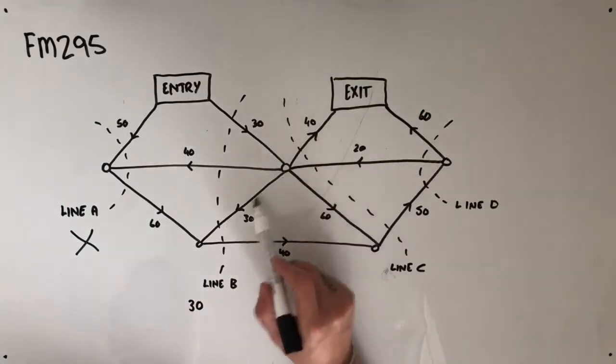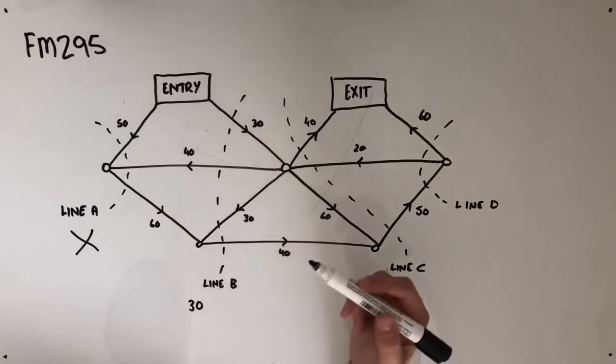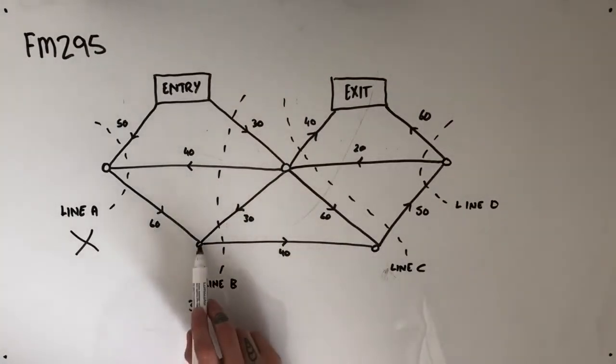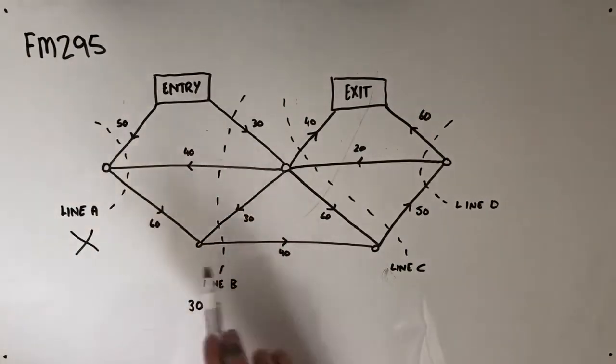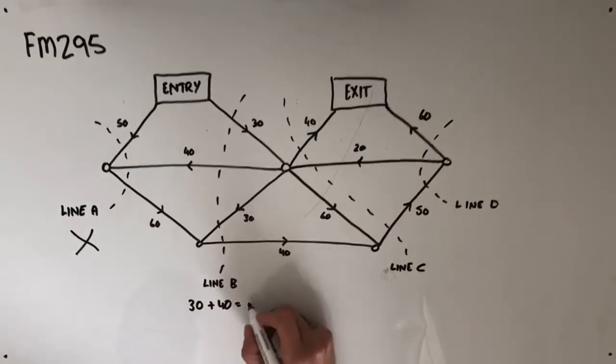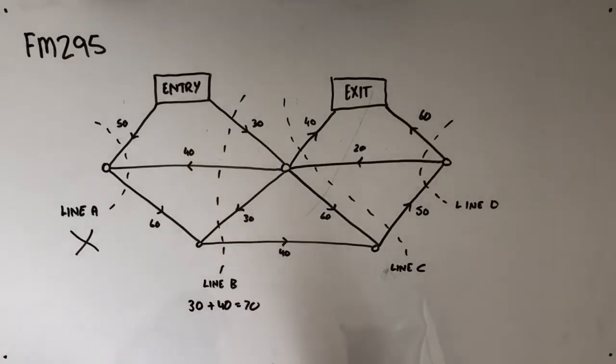For the same reason, we won't include this next edge that has a weight of 30, but we will include the final edge with a weight of 40 because it's traveling from our source side over here to the sink. So the capacity of this cut, when you add those two together, is 70.